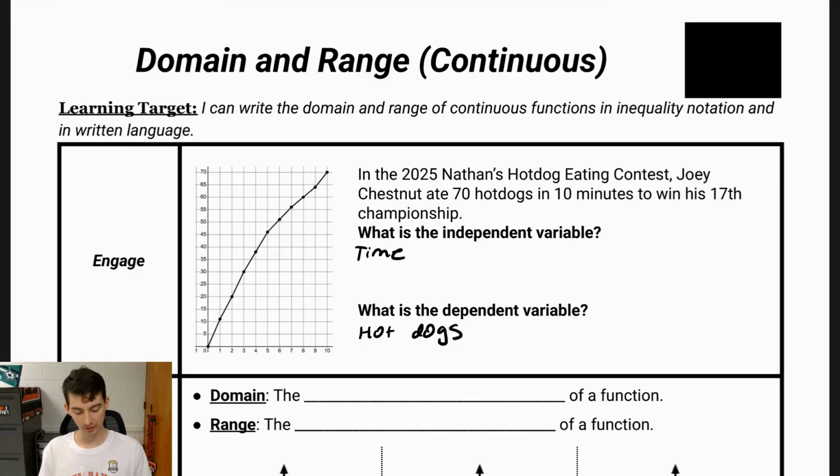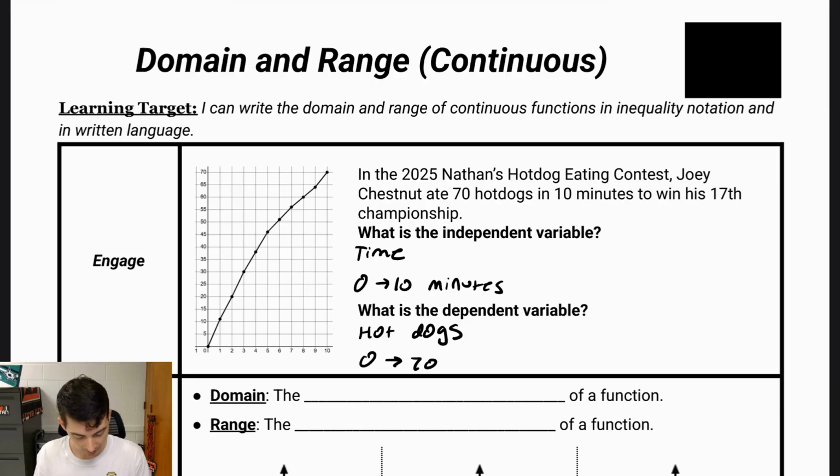So let's think about what these mean. He started with 0 minutes and had a total of 10 minutes, so we went from 0 to 10 minutes. Similarly, he started with 0 hot dogs and he finished with 70 hot dogs, so he went from 0 to 70 hot dogs. And this is what we call in mathematics domain and range.